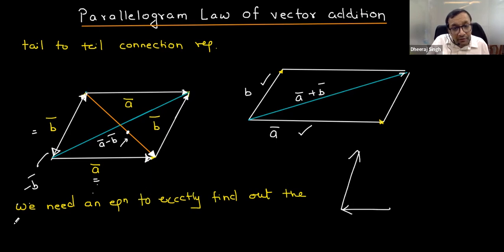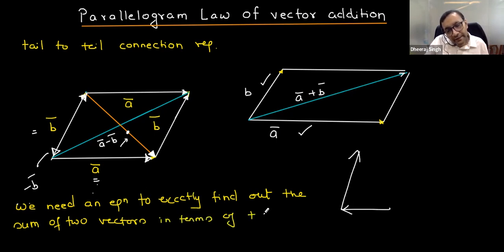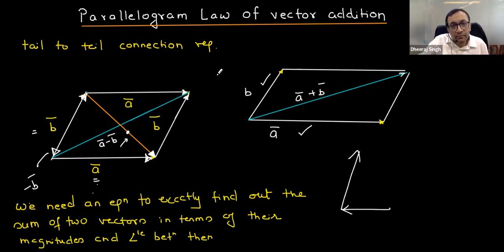All of you keep writing with me. Find the sum of two vectors in terms of their magnitudes and the angle between them. Anyone has any doubts? Type in.